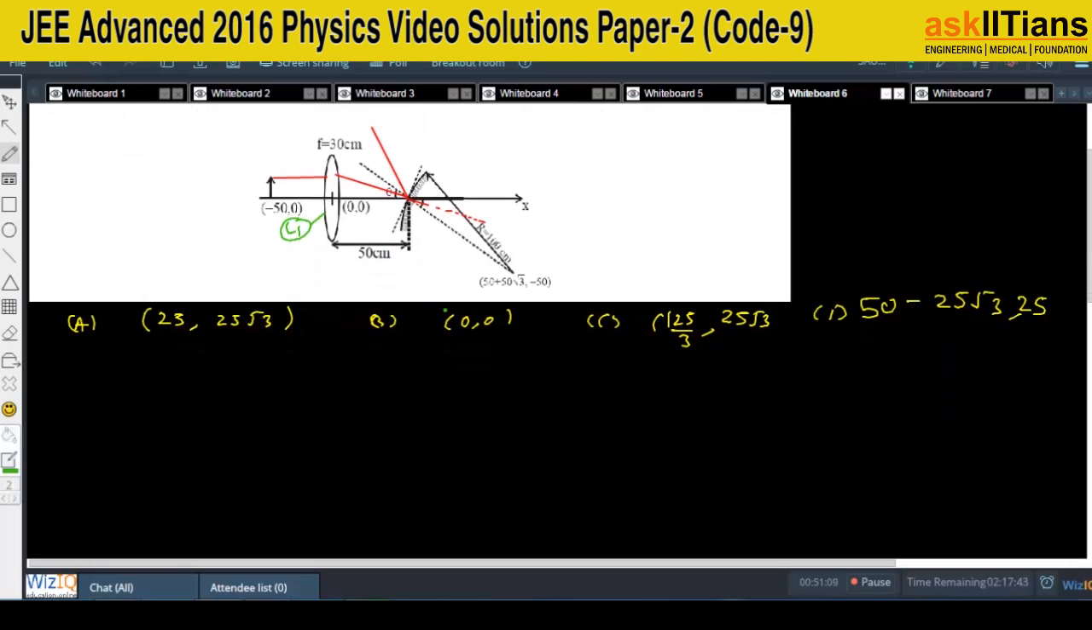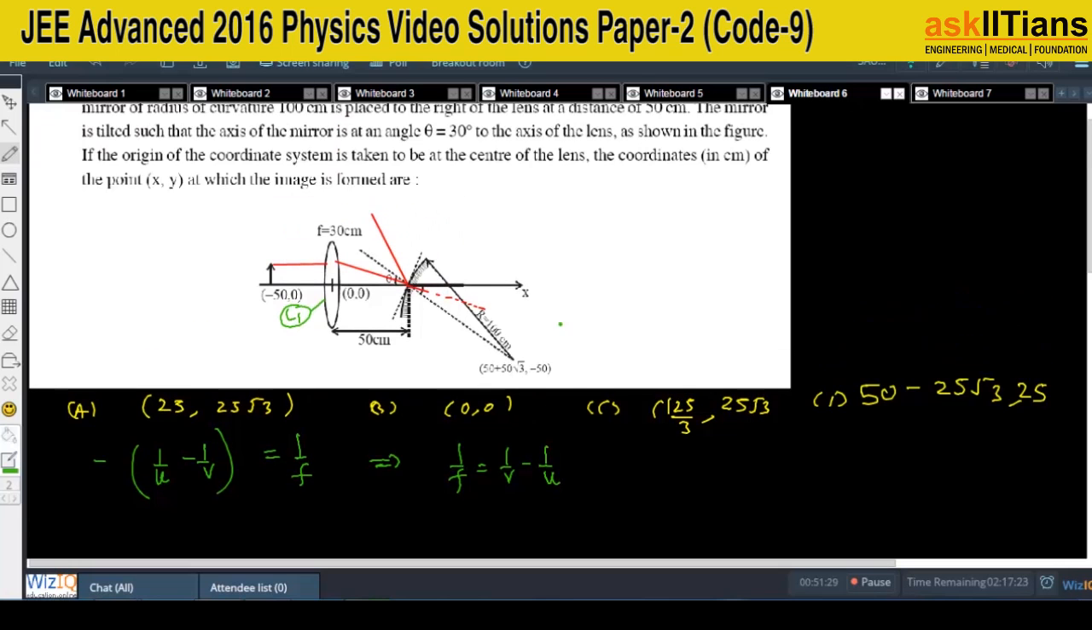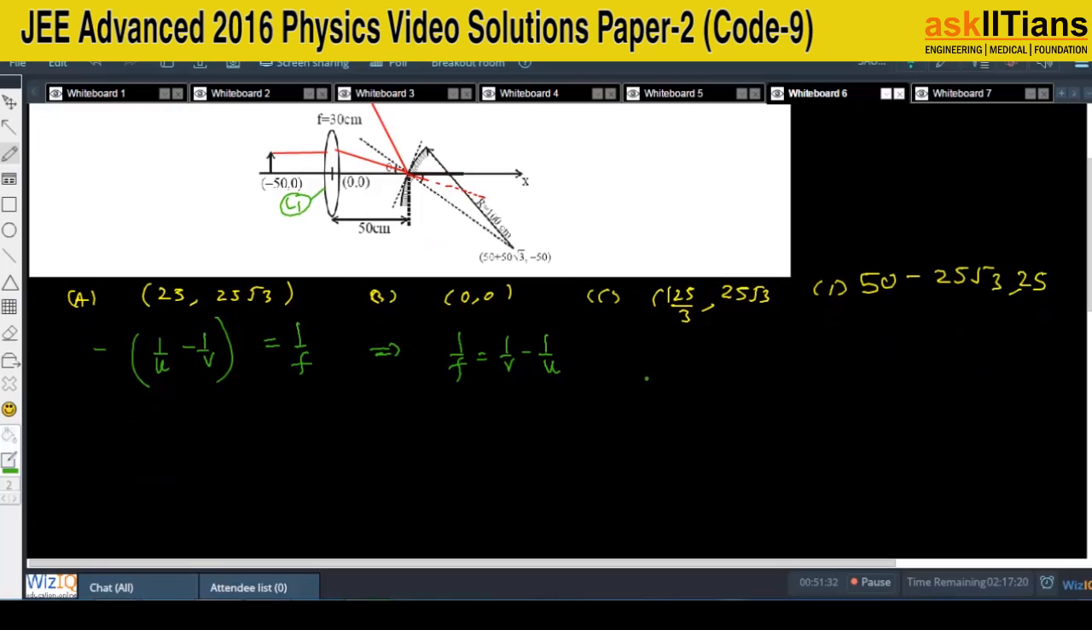Now we will use the lens formula for this. 1 upon v minus 1 upon u should be equal to 1 upon focal length. So when we put the values, 1 upon f is equal to 1 upon v minus 1 upon u, and the focal length of the first is given as 30 centimeter. So we will place that: 1 upon 30 is equal to 1 upon v minus 1 upon 50. Solving this one we got v is equal to 75 centimeter.